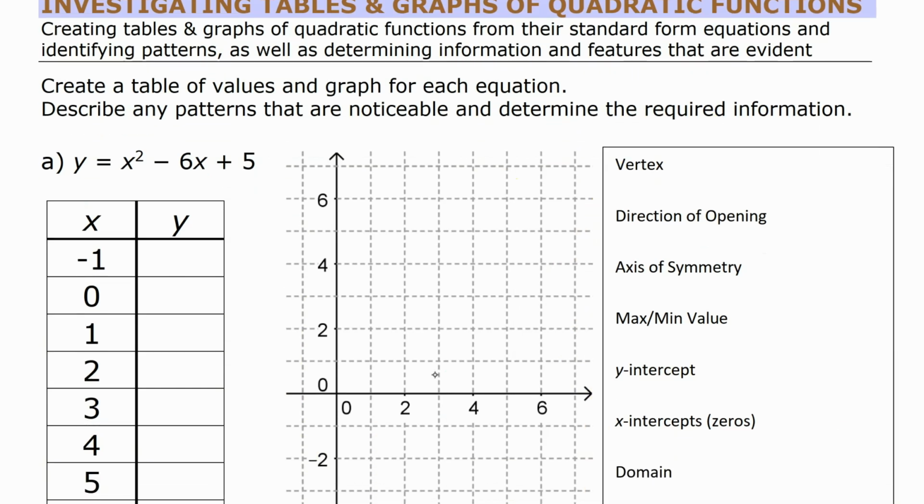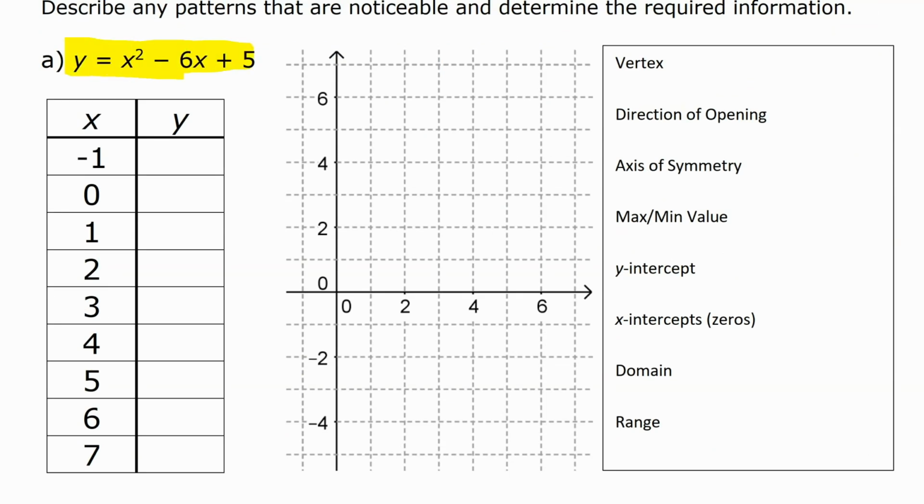So for this first one, what we have is a standard form equation. Standard form for a quadratic equation is where you have an x squared term, you possibly have an x term, and you possibly have a constant term on the end.